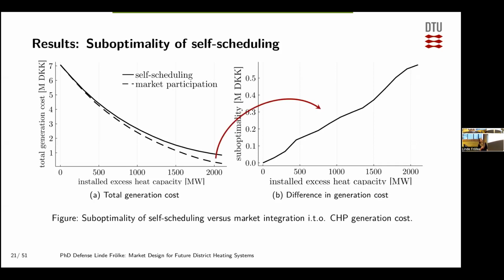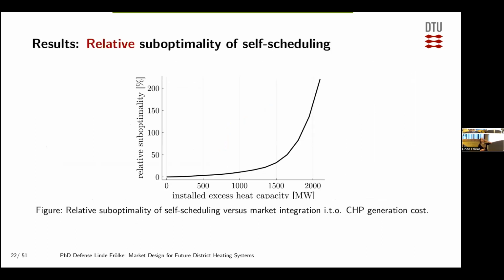On the right-hand side, the difference between these lines is plotted, where we see the suboptimality in terms of total generation cost of the self-scheduling method. And we see here for this case study, it increases approximately linearly. However, because the benchmark's total generation cost is also decreasing with installed excess heat, the relative suboptimality of the self-scheduling method increases much faster. And this is what we show here. So here we also normalize the suboptimality by the total generation costs.